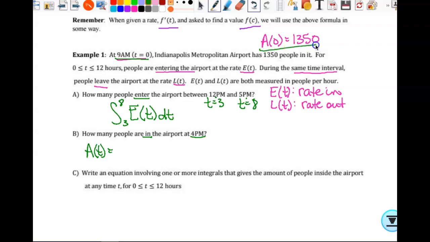1,350. My initial amount, A of 0, that is 1,350, right? Then I'm going to add to that the number of people that have entered, so that's an integral. So at 4 p.m., that would be t equals what? 7. I always count on my fingers for time. I'm at 9, so that's 10, 11, 12, 1, 2, 3, 4, right? 7, t equals 7, so I don't mess it up.